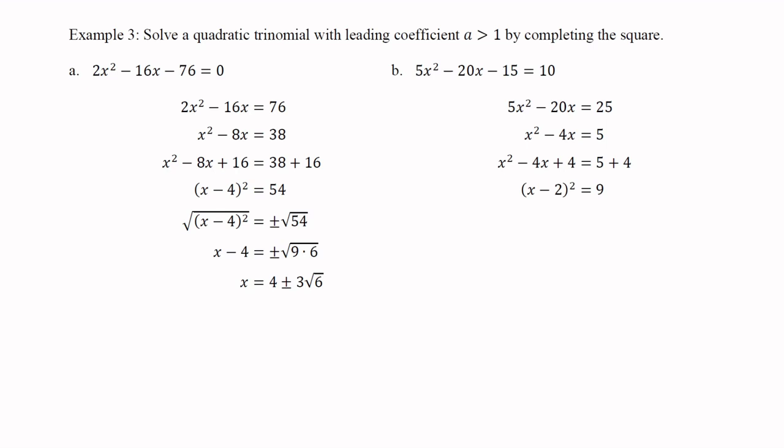We'll add the two constants on the right side. Take the square root of each side. Plus or minus the square root of 9 on the right side gives us plus or minus 3. Add 2, and you get 2 plus or minus 3, which we can get our two answers fairly easily. 2 plus 3 is 5. 2 minus 3 is negative 1. So our two solutions are negative 1 and 5.